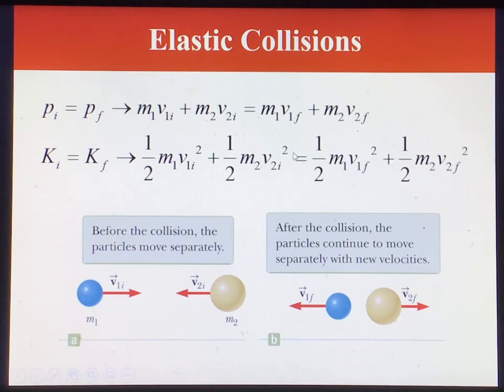So in a typical problem here, M1 is going to be given, V1I is going to be given, M2 is going to be given, and V2I is going to be given. And the problem is going to ask you to calculate V1 final and V2 final. So again, since we're going to calculate two quantities, V1 final and V2 final, we need two equations, and so we could solve those two equations together to calculate our V1 final and our V2 final.